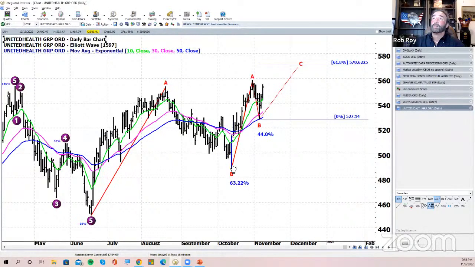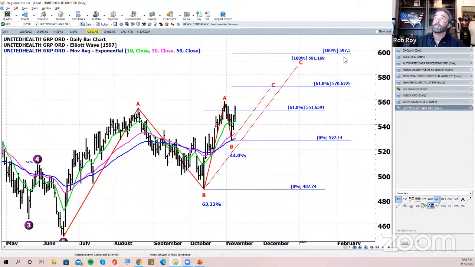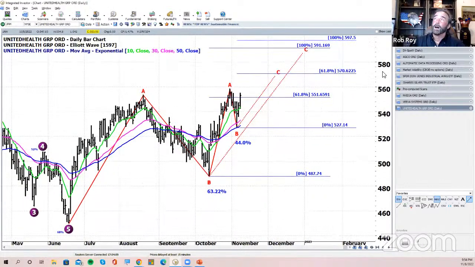Yep. Oh, yeah. So the 100% extension on the big zigzag is up at 590. The complex C wave extension is 570, but you can see that goes up in the 590 range as well. So you see you have the C wave extension up in the 590s, and then you have the complex C wave zigzag also in the 590s. That looks like that wants to go higher.